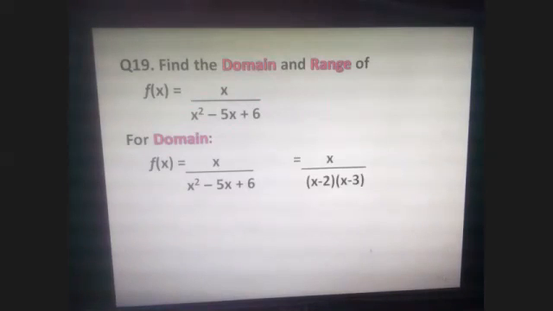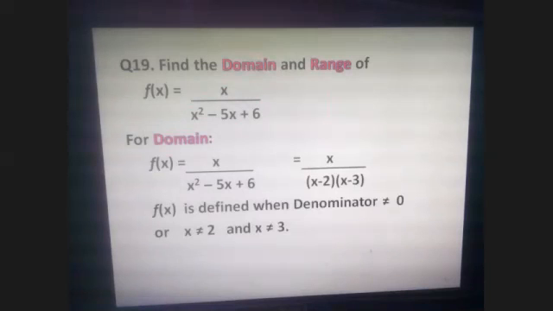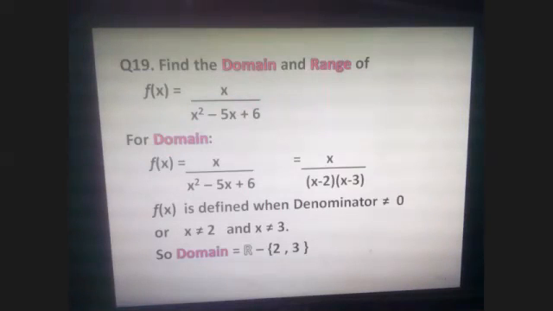We could factorize it as (x minus 2) into (x minus 3). So the f(x) is defined when the denominator is non-zero. That is, x is not equal to 2 and x is not 3. So the domain is every real number except 2 and 3. It's a very common question. It is a 1 mark fill in the blanks question or multiple choice question.